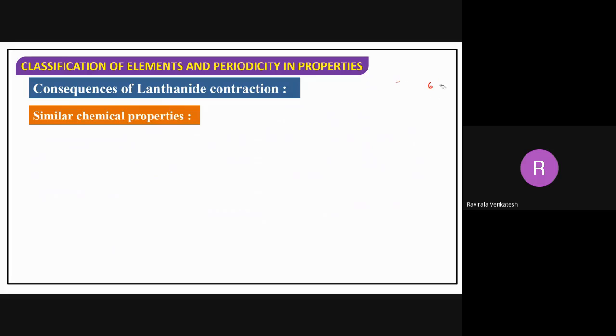Simple chemical properties, so similar chemical properties here. Okay, so the same properties they are exhibiting. But for example, let me see one example here.